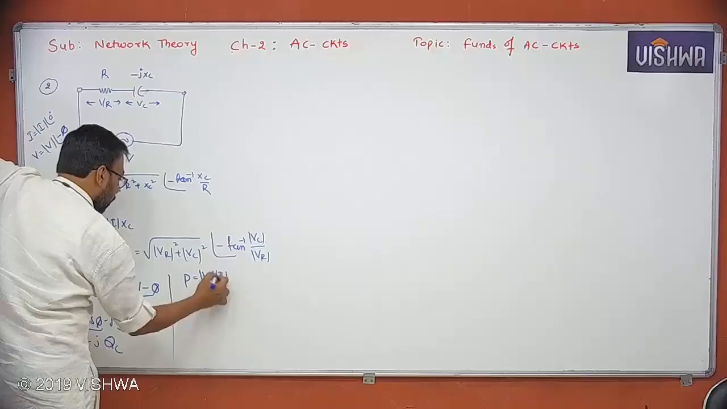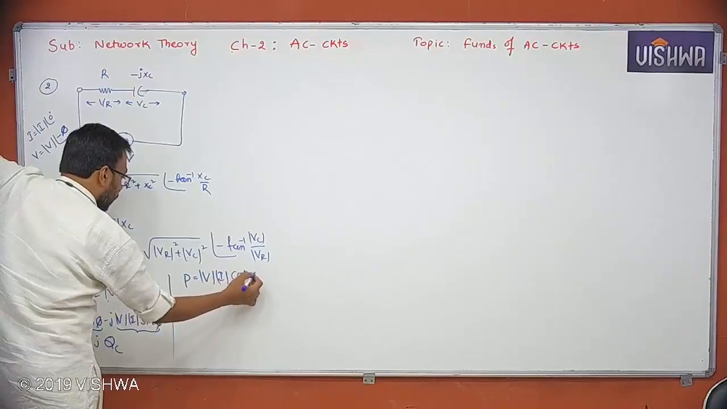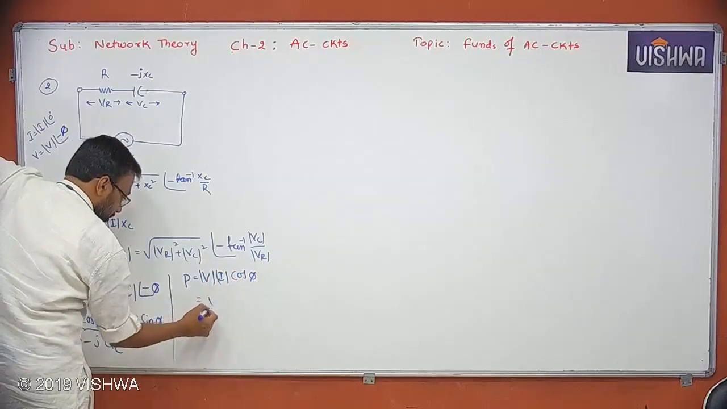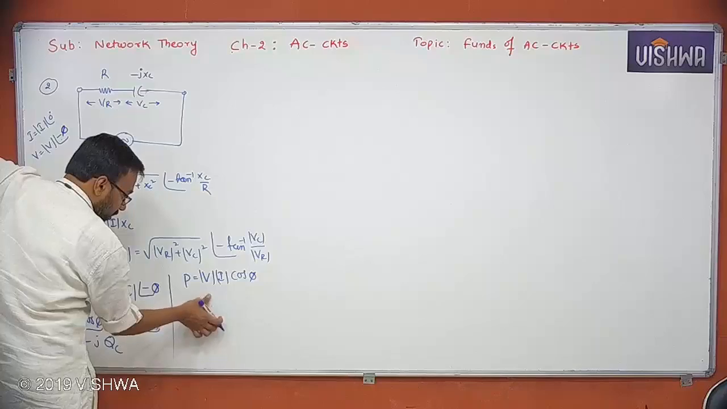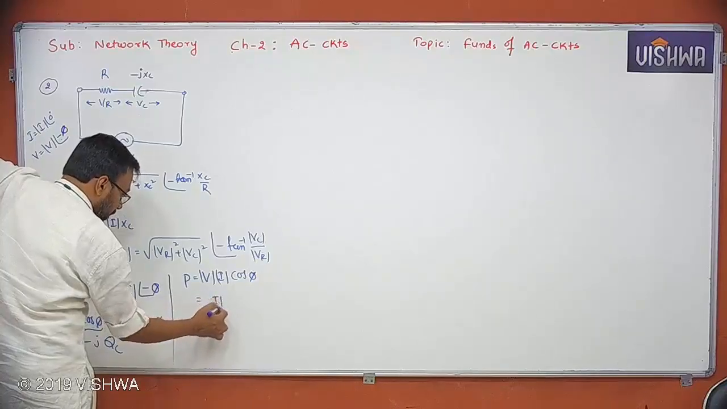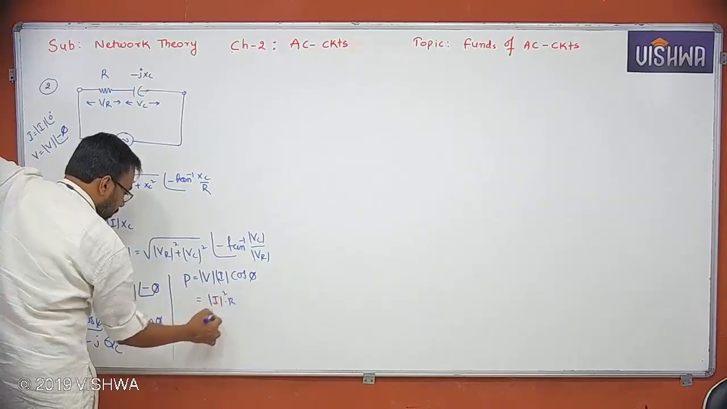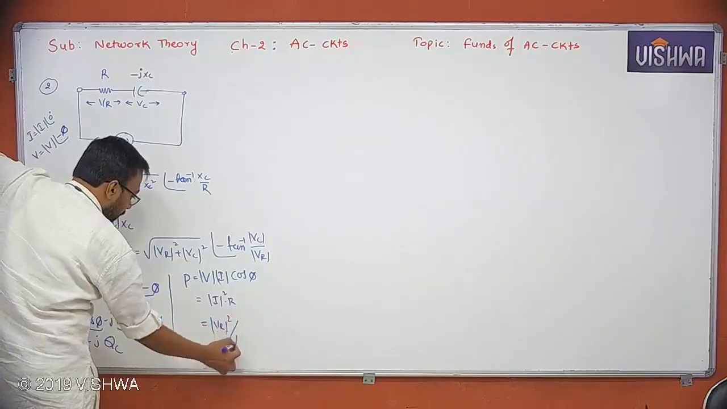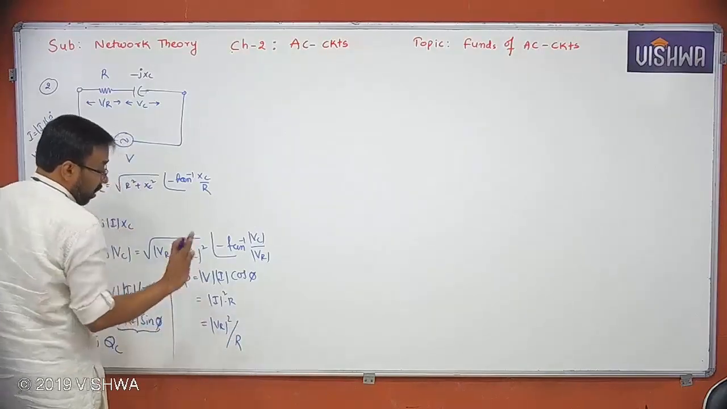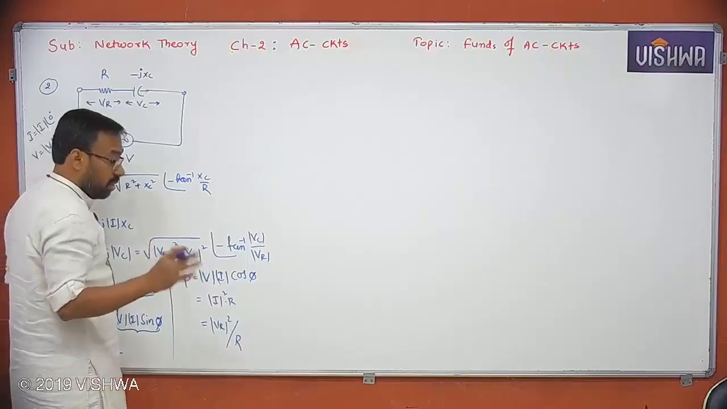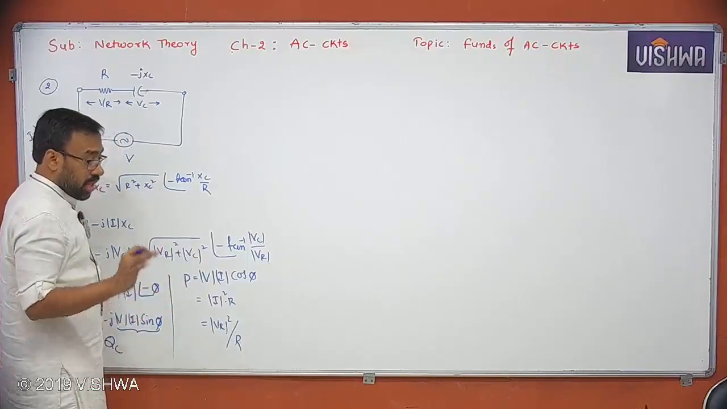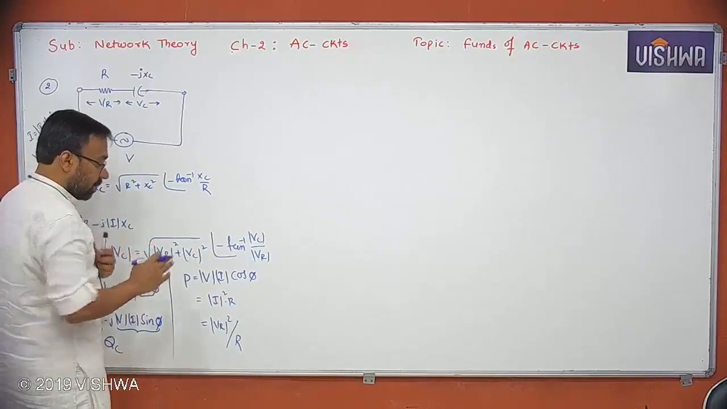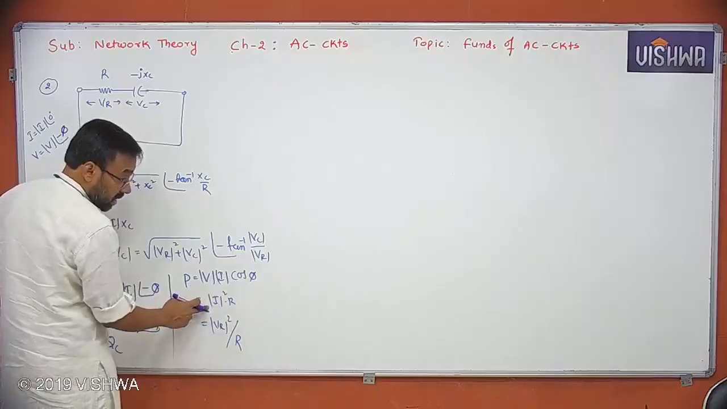Vi cos phi. Nothing but again you can write the same formulas. I told you already, I square R or VR square by R. So remember always the formulas like IR square R. Don't remember as I square R. You will definitely make a mistake. Remember the formulas always as Vi cos phi, IR square R.